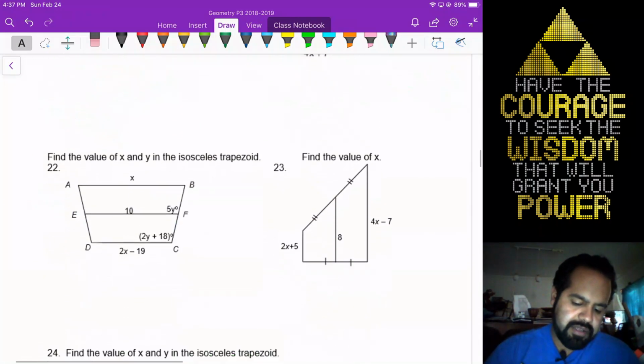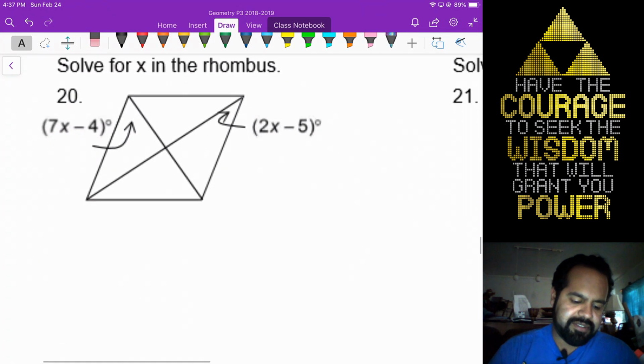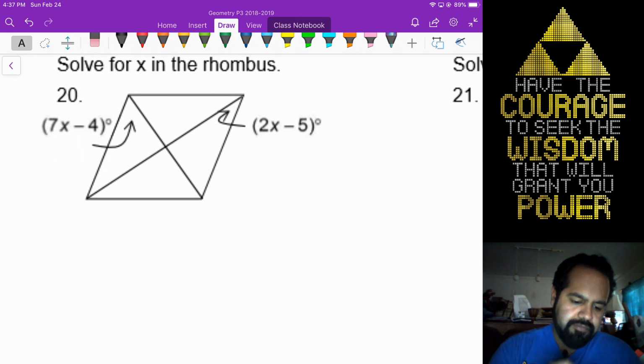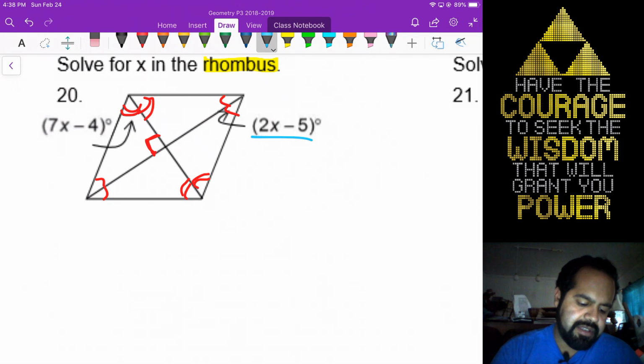Alrighty. We're on the last page. Yay! 5 more problems. Solve for x. Well, it is a rhombus. So that means that these two angles are congruent with these two. These two angles are congruent with these two. And in a rhombus, the diagonals form a right angle. You know what's going to be nice here? If we could move this 2x minus 5 to right here.